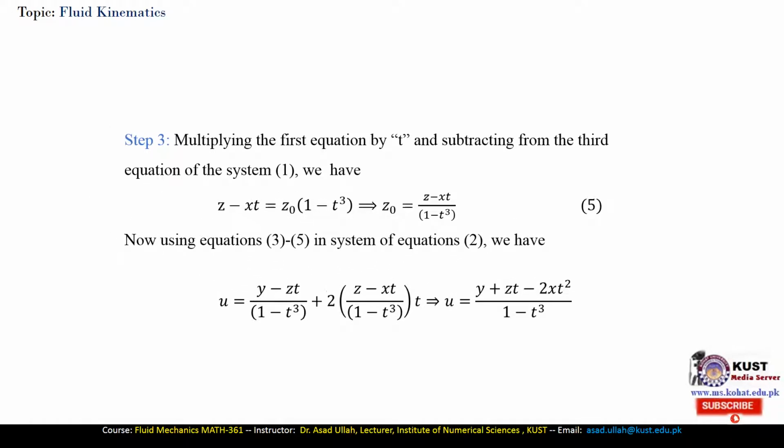Now using equations 3 to 5 in system of equation 2, we have the velocity component u is equal to y plus zt minus 2xt square divided by 1 minus t cube. Here we have just replaced the y naught value and the z naught value in the velocity component u.